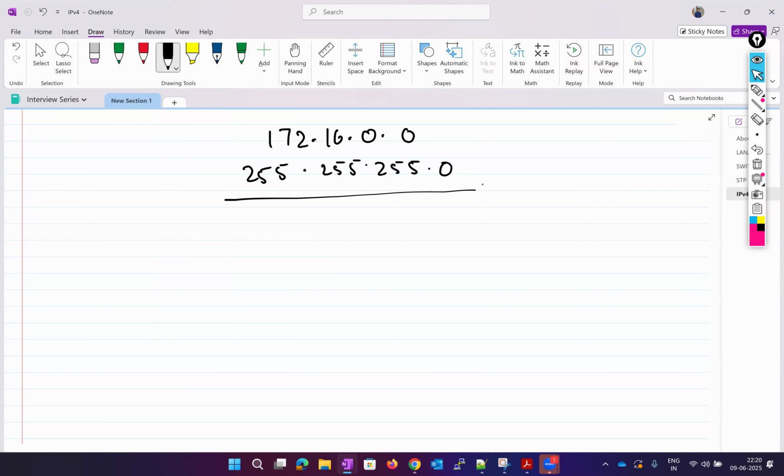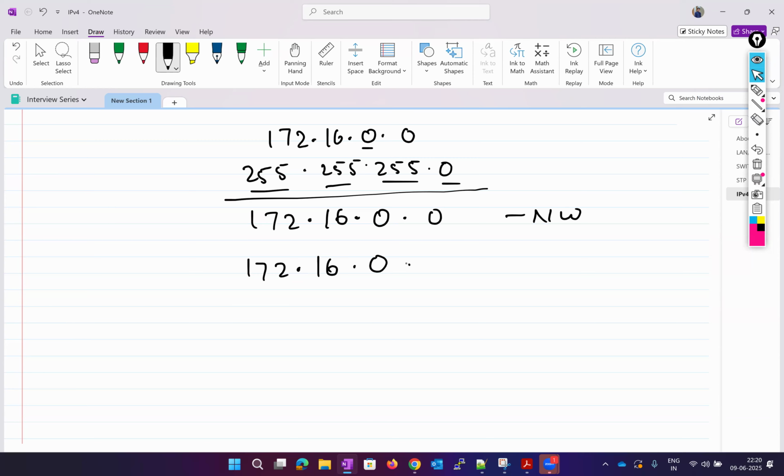172.16.0.0, with mask 255.255.255.0. What is the network ID? It is 172.16.0.0. Wherever there is 255, just copy down that value, and where it is 0, we copy that value again. So this is your network ID. What is the broadcast ID? It is 172.16.0.255. This is your broadcast ID.